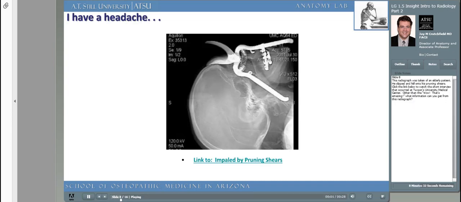This radiograph was taken of an elderly patient. He slipped and fell onto his pruning shears while he was working in the garden. Click the link below and watch the short video that occurred at Tucson's University Medical Center. Other than the "wow, that's amazing" effect, what information can you get from this radiograph? How do you think it guided the surgeons in removing the pruning shears from this gentleman's face?